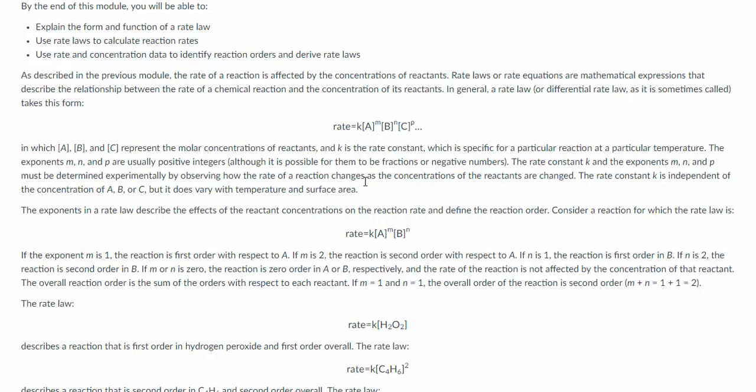exponents. Now, in equilibrium and in other reactions, we've used those exponents as the stoichiometric coefficients of our balanced chemical equations. That's not going to be the case here. We can only determine those exponents by experimental data. Now, it's important to note that these exponents will only ever be whole numbers.